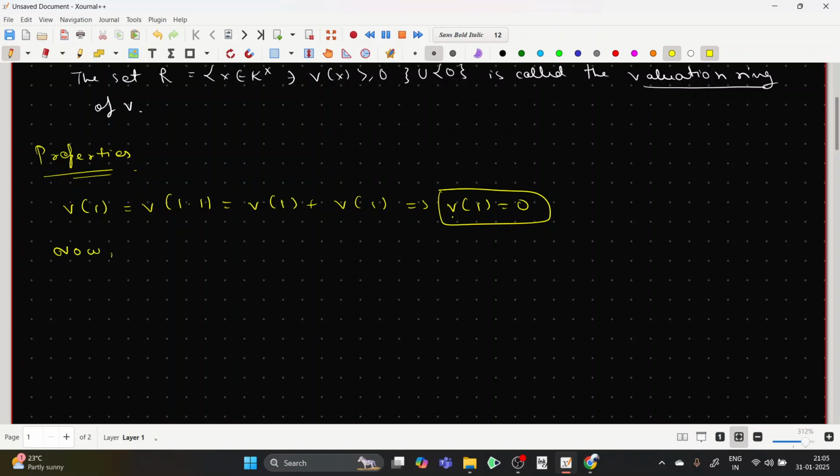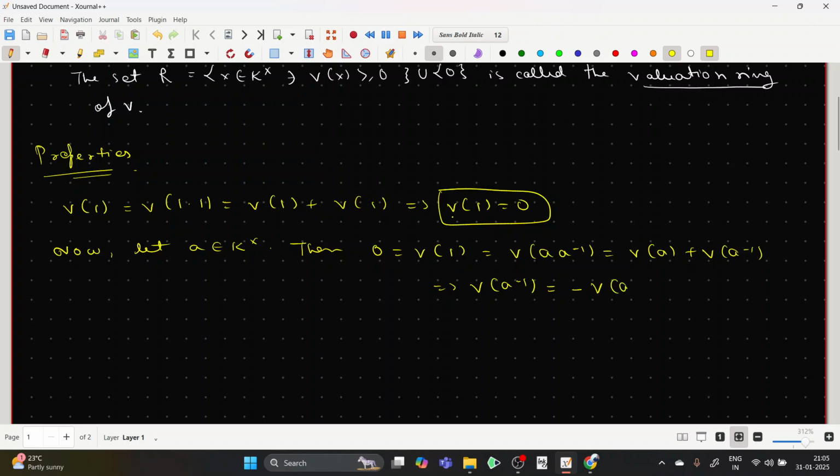Now let a be in K cross. Then we know that a is a unit. We know that the image of 1 is 0, but I can write 1 as a times a inverse, and then I can write it as V of a plus V of a inverse. But this immediately says that the discrete valuation of the inverse of an element is the negative of the discrete valuation of that element. So this is also a very important property. Fine.